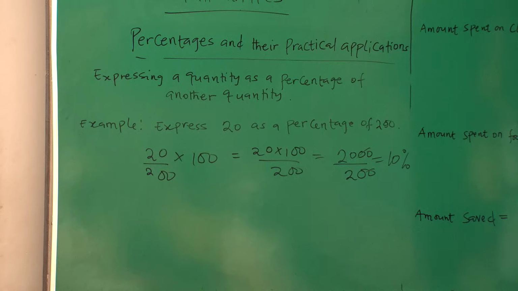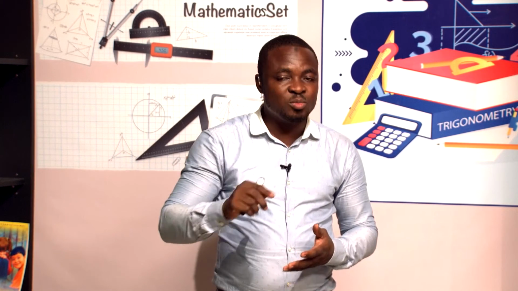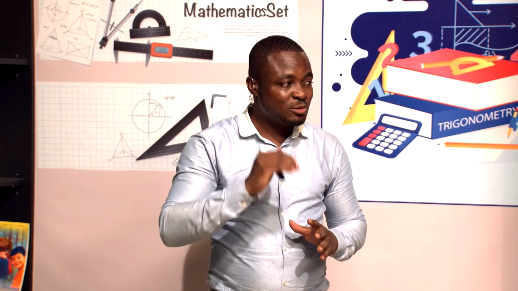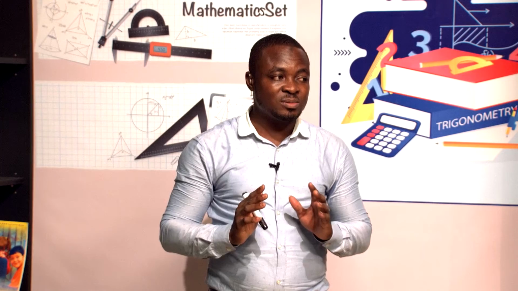So if you are okay with what we have done, then you should be able to deal with similar cases. Anytime you are asked to express one quantity as a percentage of another quantity, make sure you take the smaller quantity, then you divide by the bigger quantity, then you multiply by what? 100. That is how to convert a quantity or to express a quantity as a fraction or percentage of another quantity.